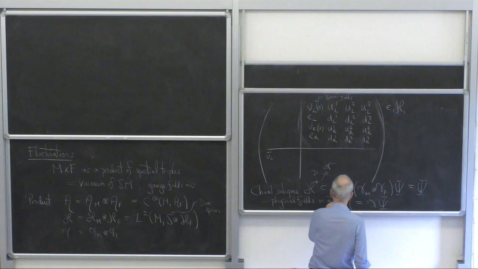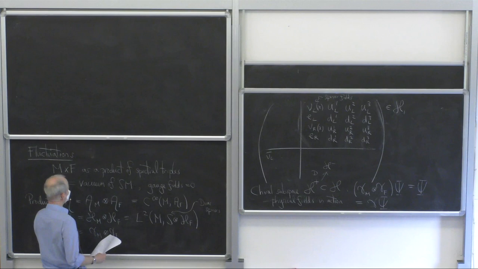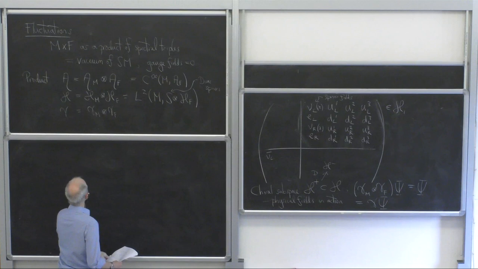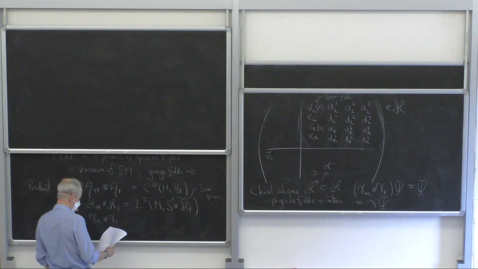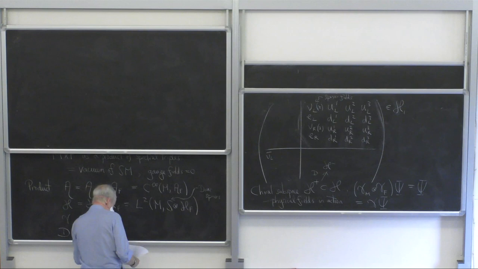Okay, so that's that. And then I want the Dirac operator, which I want to write on the bottom, but I guess I can't reach. Let's put it here. Yes. Dirac operator is basically the sum of the two Dirac operators, but with a twist.